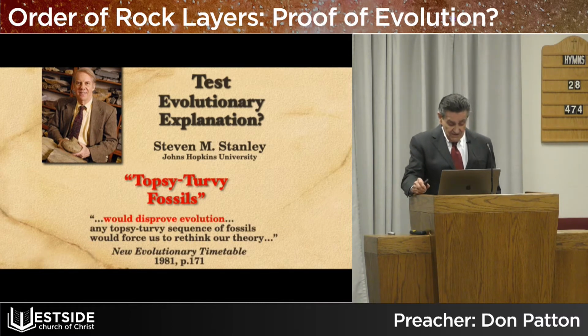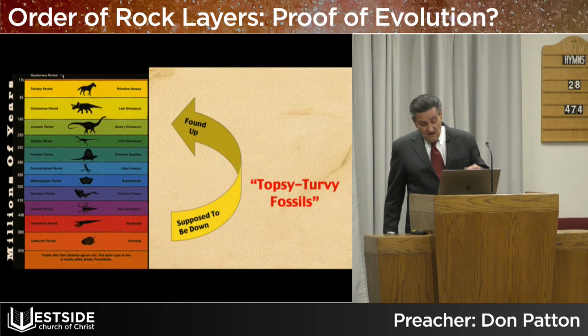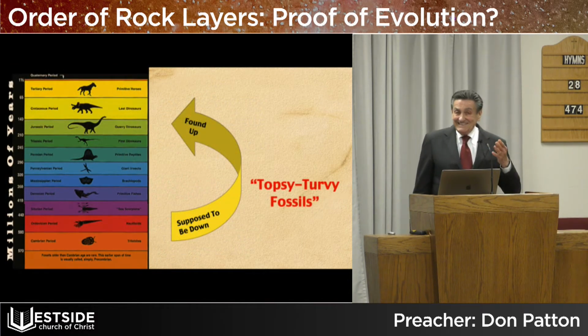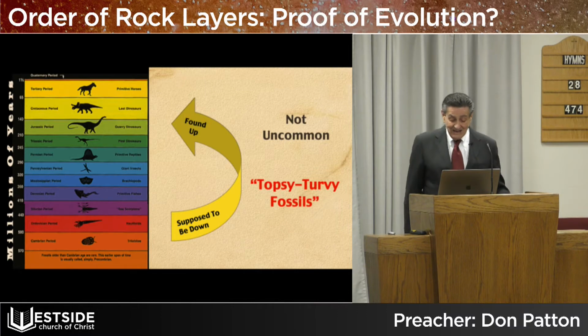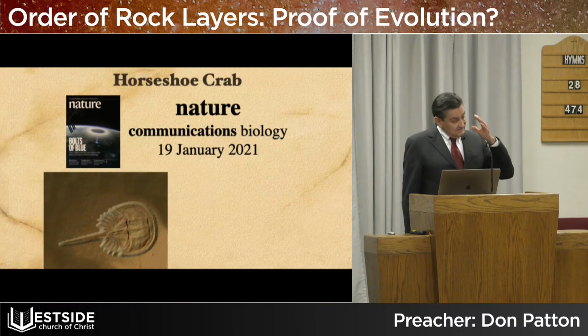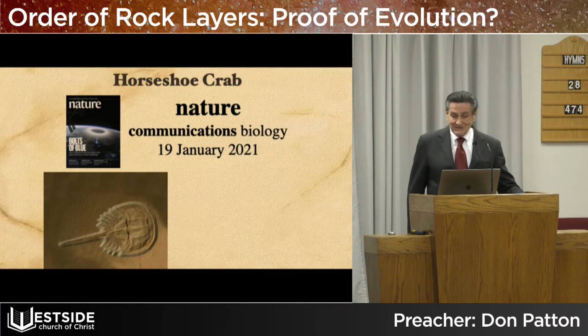Topsy-turvy fossils. That would disprove evolution. Any topsy-turvy sequence of fossils would force us to rethink our theory. Well, in terms of the things that are supposed to be down found up, they're not really interested in that because it's not that uncommon. We find that all the time. And they don't really answer it. They just don't look there because it is common.